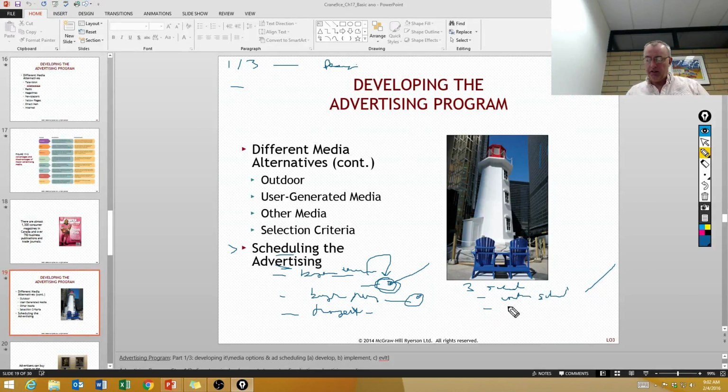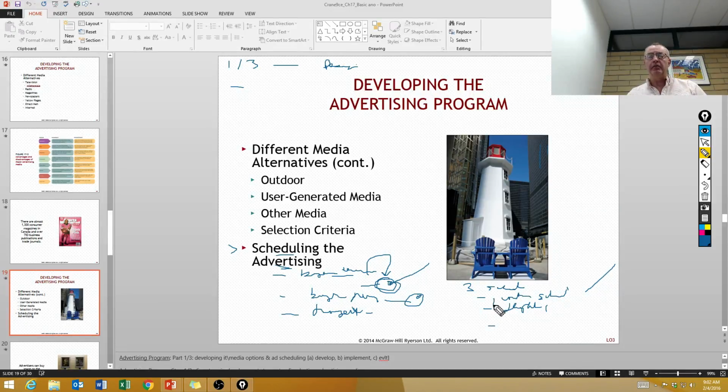Second format is the so-called flighting schedule. And so it really just means that we advertise during certain seasonal peaks. So we advertise for a children's toy manufacturer, we advertise children's toys around Christmas time. If we are selling golf products, then we advertise in the spring and summer. If we're a ski hill, we're going to do our promotion in the fall and the winter. So we follow kind of a seasonal pattern.